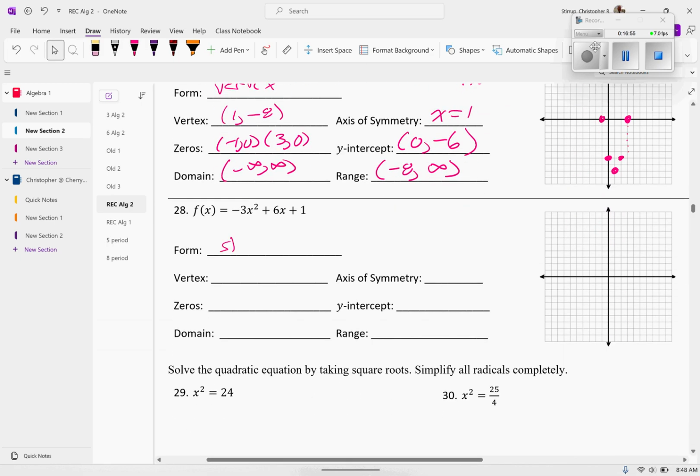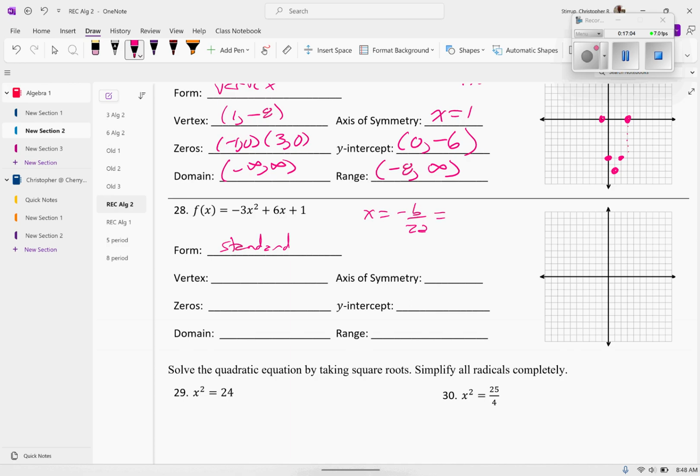Okay, this one is in standard form because we don't have any parentheses. So we're going to use that x equals negative b over 2a, where our a value is negative 3, our b value is 6. I have negative 6 over 2 times negative 3, which is going to give me the axis of symmetry of x equals 1. It means my vertex is going to be 1 comma something.